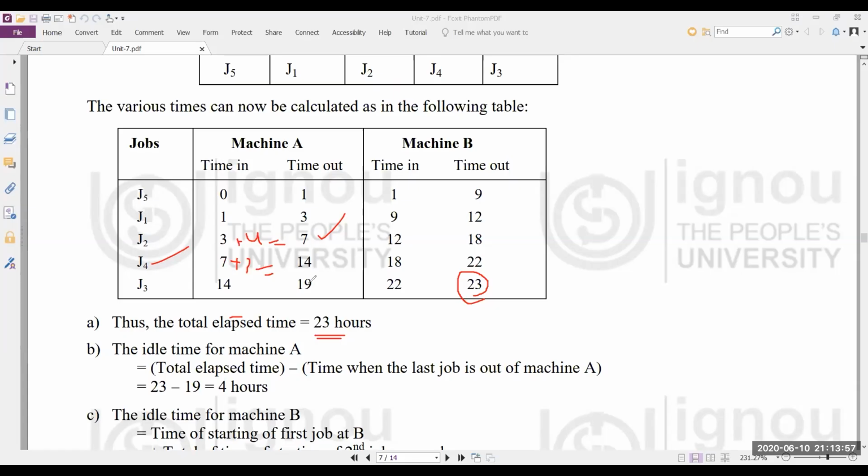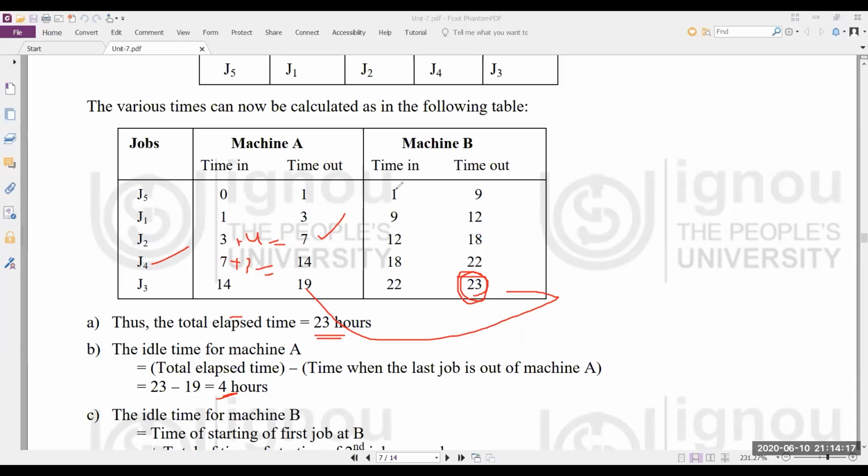After the 19, machine A is free, but the total system is free after 23 hours. So the idle time for machine A is 23 minus 19. It means 4 hours. So idle time for machine A is 4 hours. Now we come to machine B.